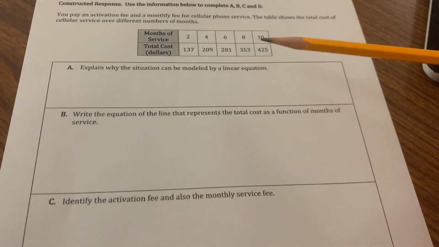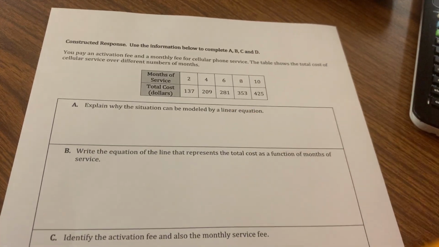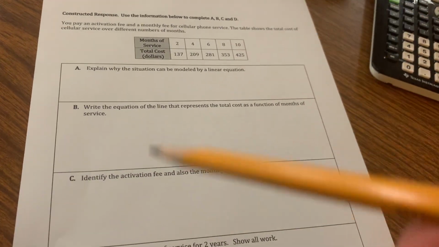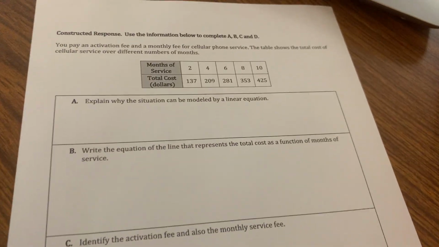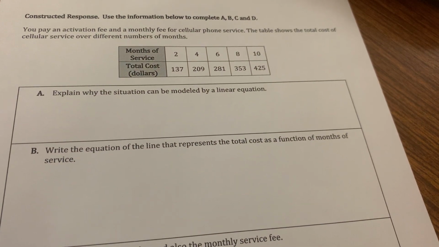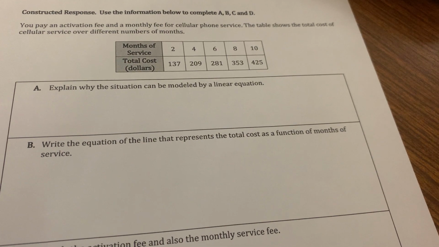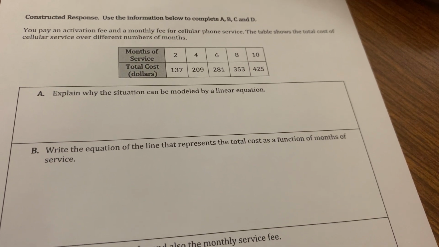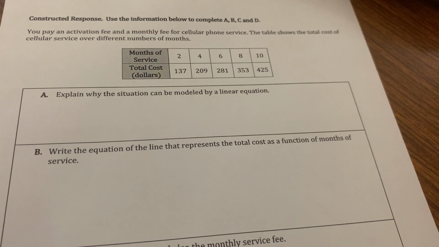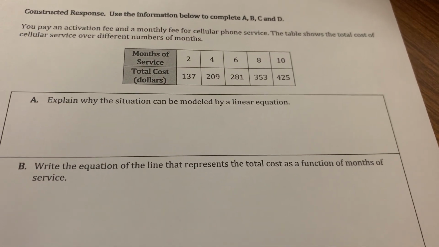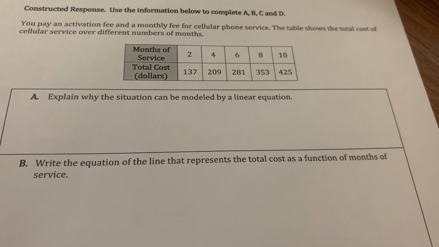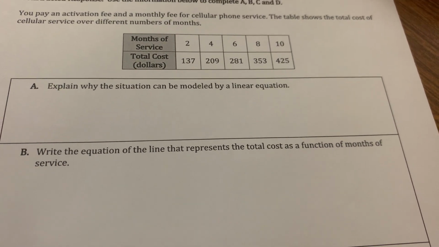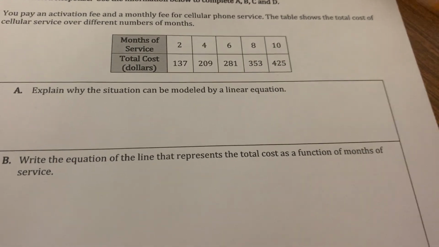So to prepare you for that, here's some open-ended questions of what it would look like on your test. It's called constructed response, okay? Because your response is constructed. It says, you will pay an activation fee and a monthly fee for cell phone services. So when you buy a cell phone, you have to pay what's called an activation fee. Pretty much charging a bunch of money just to get a cell phone. And the table shows the total cost of the cellular service over a number of different months. Explain why the situation can be modeled by a linear equation. Okay, why can something be linear?